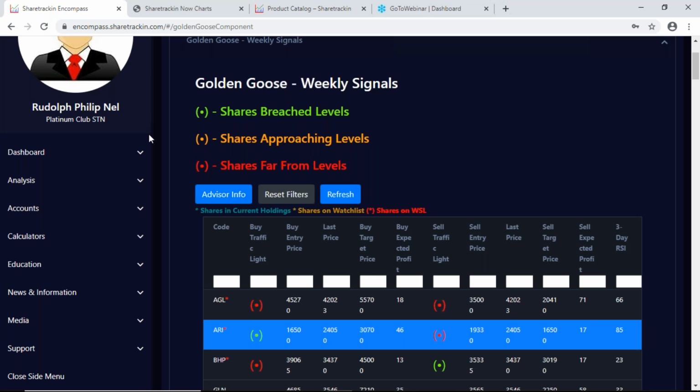And once again, the Golden Goose is going to be a really good tool to use with your Golden Goose, because once again, you'll be able to trade upwards and downwards.